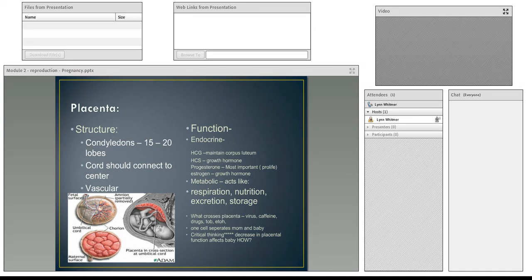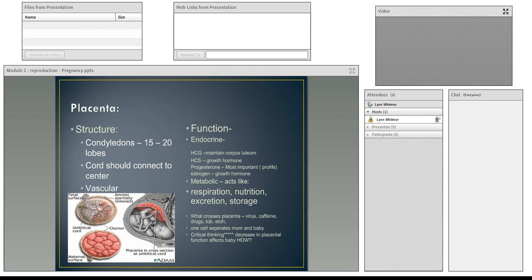It also produces the estrogen and progesterone, which again, estrogen is your growth hormone and progesterone is your acquiescent hormone or your quieting hormone or your thickening hormone to make things much more workable. So it acts as a respiratory, nutrition, excretory, and storage facility, but it does none of those things directly. Please do not confuse that.